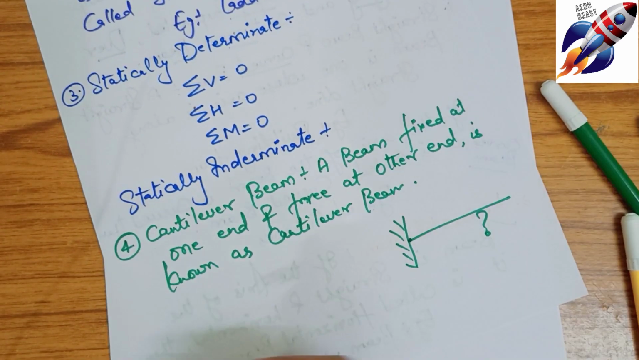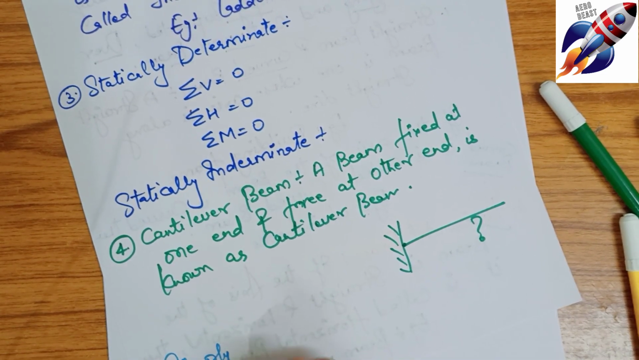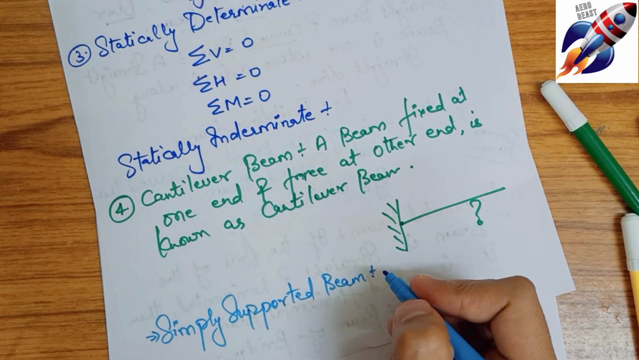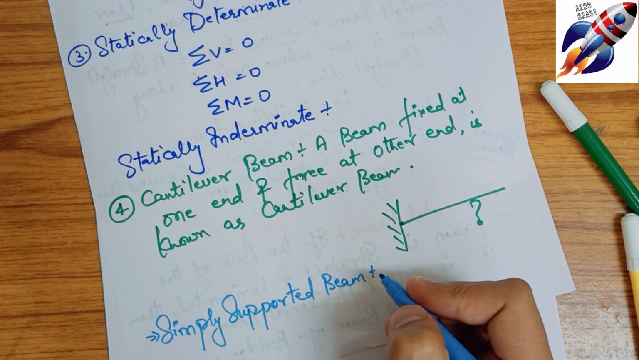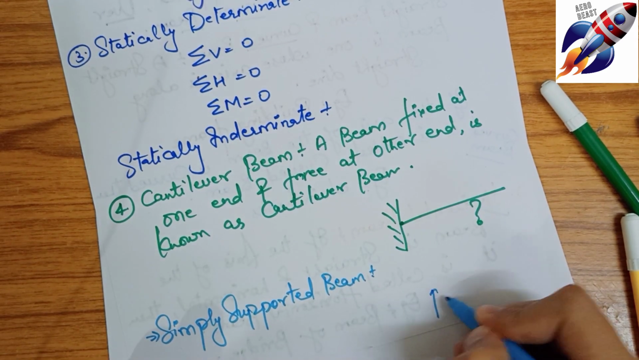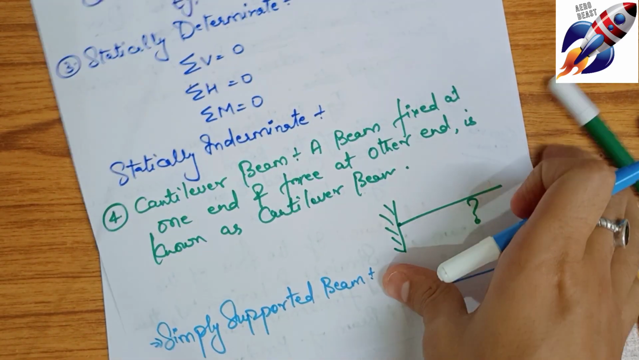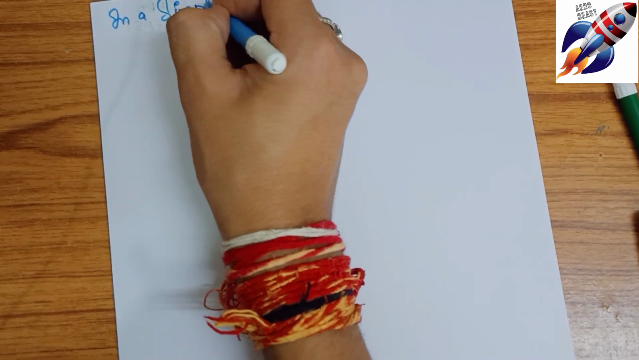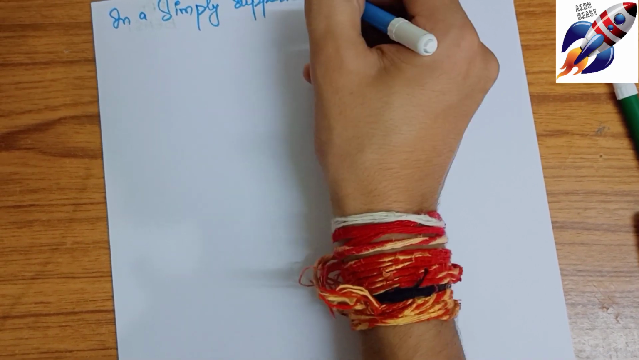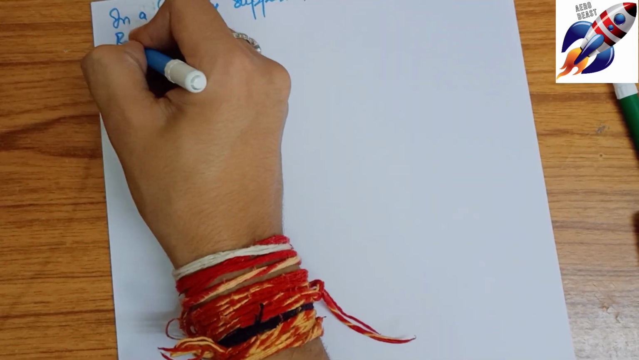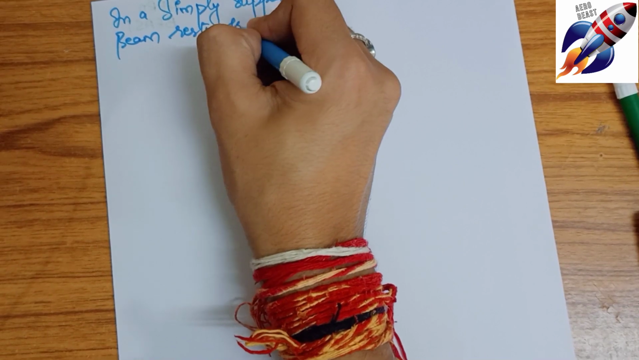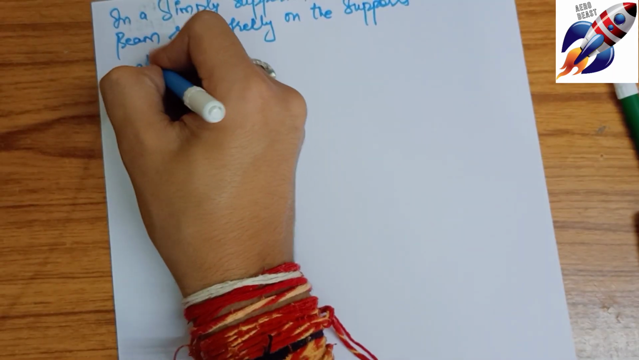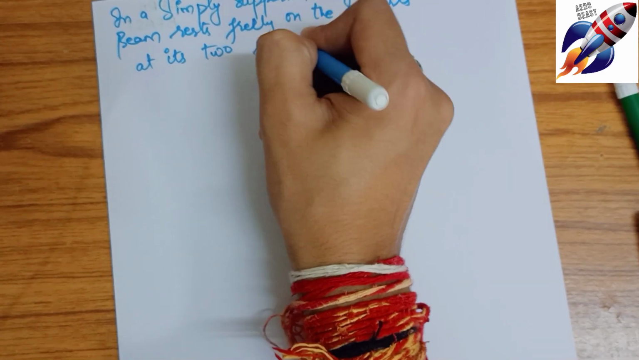So next one is simply supported beam. In a simply supported beam, the beam rests freely on the supports at its two ends, like that.